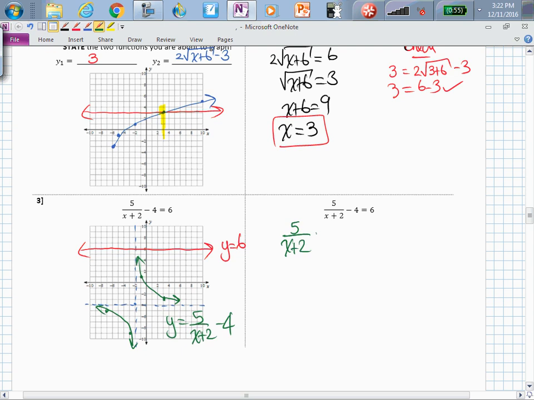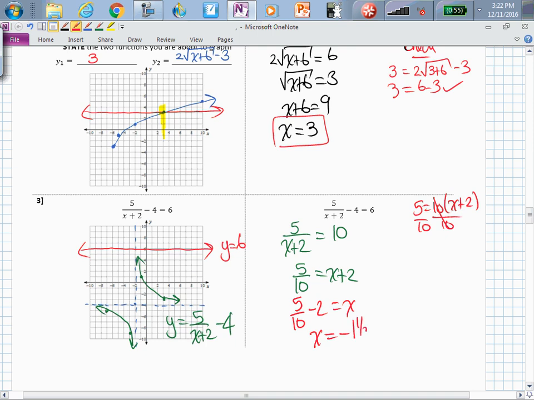So let's move this over. It becomes 10. We're going to switch these basically. So it becomes 5 over 10 equals x plus 2. In case you're confused, over here that is 5 over x plus 2 equals 10, so 5 equals 10 times x plus 2. You can distribute 10 or you can divide both sides by 10, and then that gives you 5 over 10 equals x plus 2. Move this over, so 5/10 minus 2, and that gives us x equals negative 1.5, and that looks like it's probably going to be, once it crosses up here, about 1.5. So that makes sense.